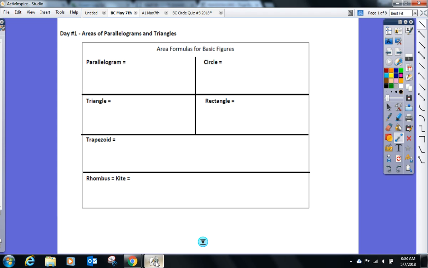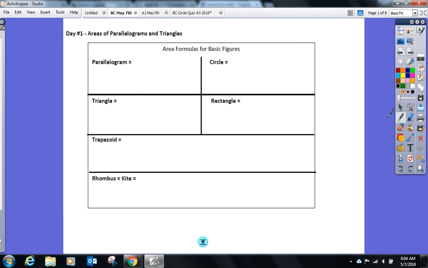Triangle, sure, I got you. Go ahead. Yep, half base times height. Base times height divided by 2, some people may write. Anything else up here? Let's go, James.